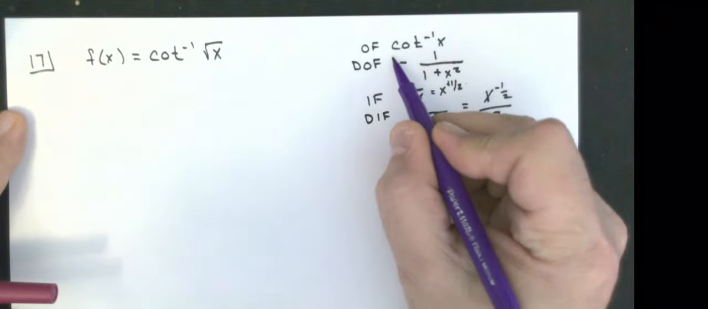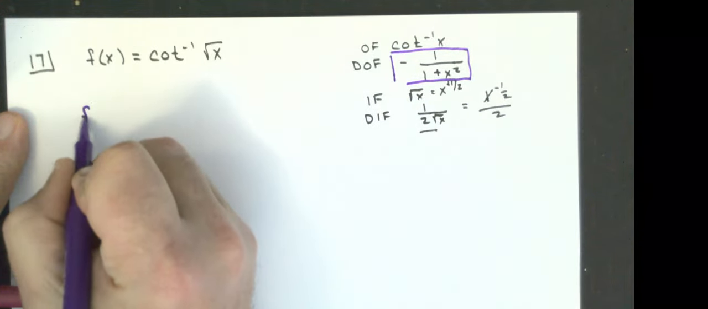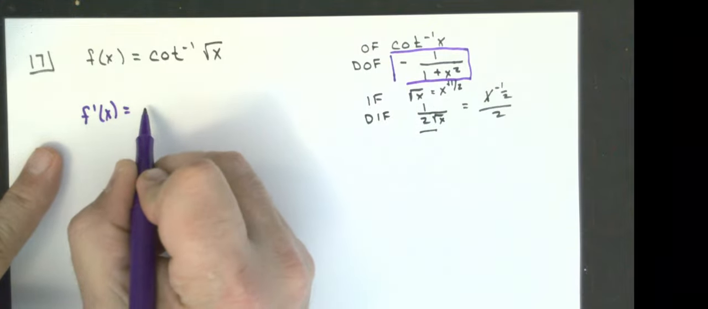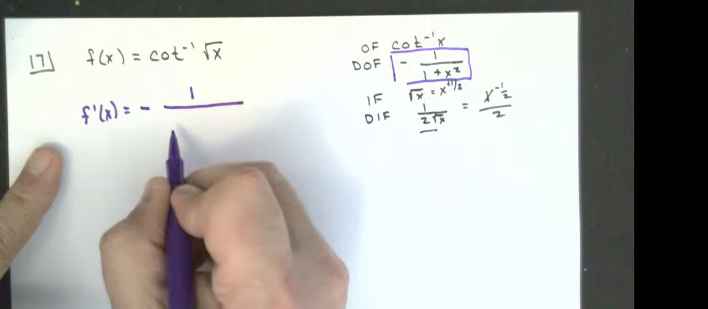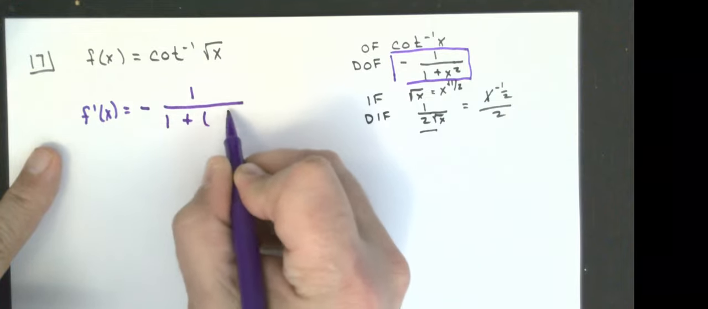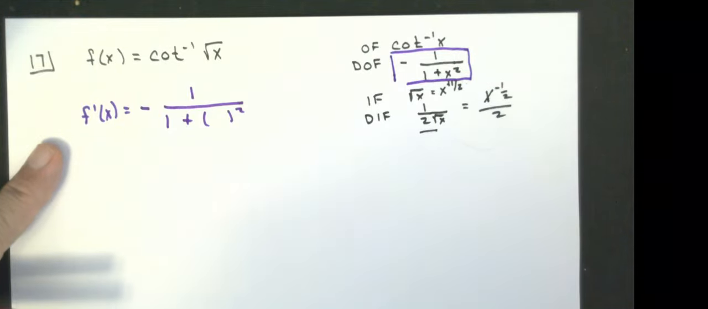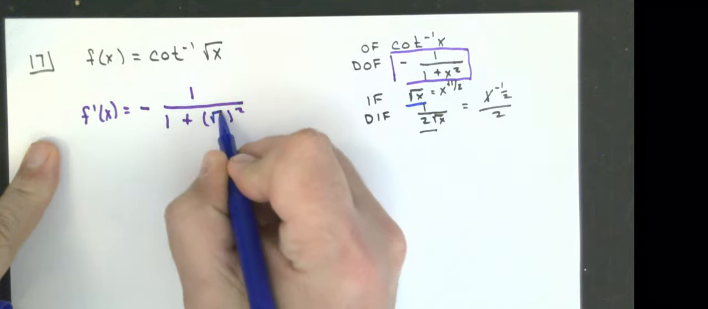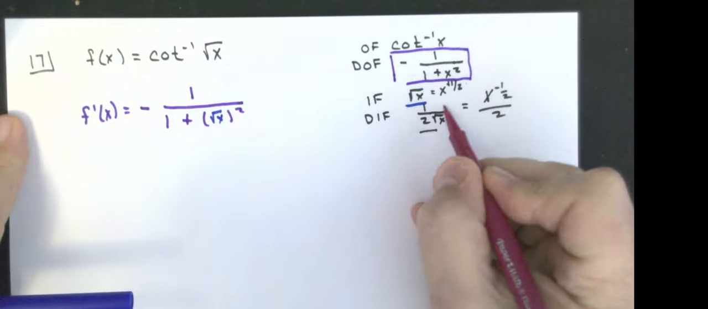The first thing we're going to do is we're going to take the derivative of the outside function, except where there's an x, I'm putting parentheses. Get negative 1 over 1 plus something squared. I put the inside function in the parentheses. Then I multiply by the derivative of the inside function.